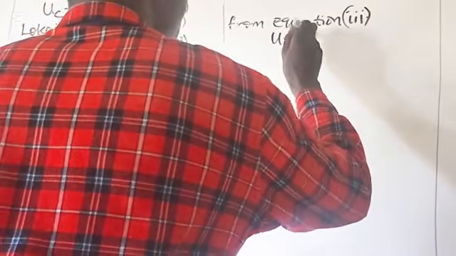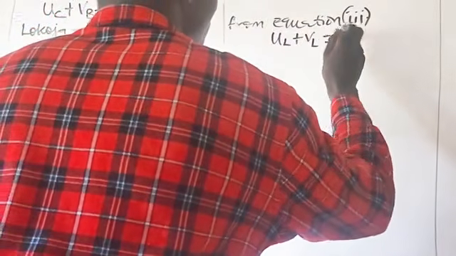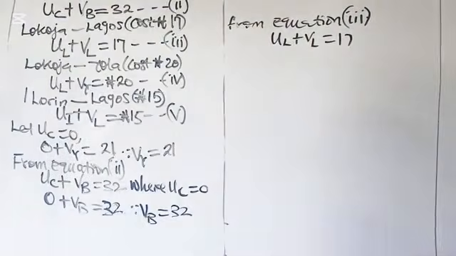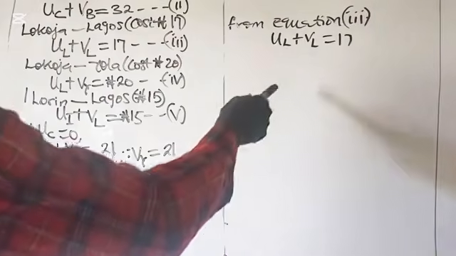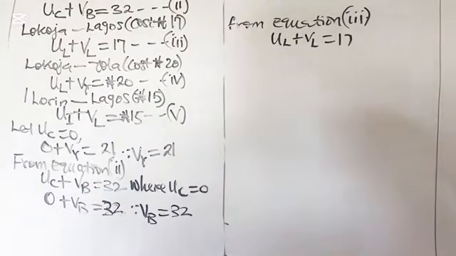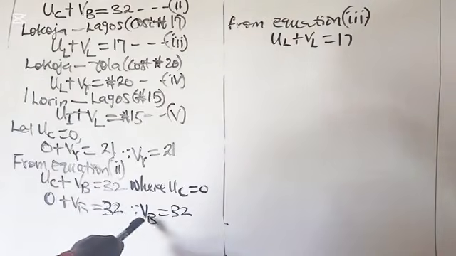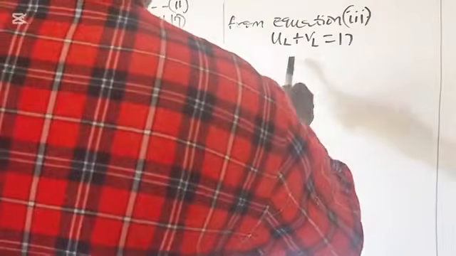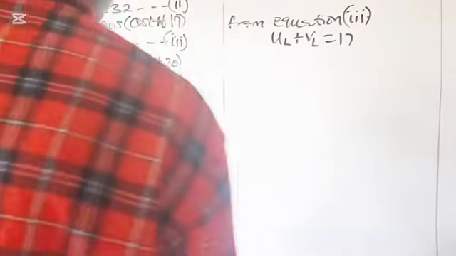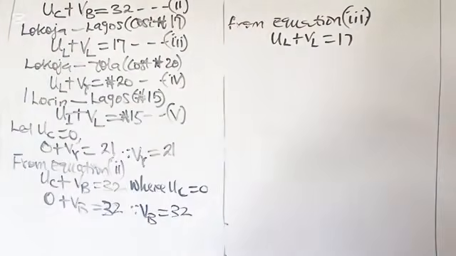UL plus VL equal to 17. Do we know any of this? Check. If we have no UL, VY is also not known. Then we also don't know VB. We do not know UL, neither do we know VL. So that means since we do not know any of this, we have no VY.